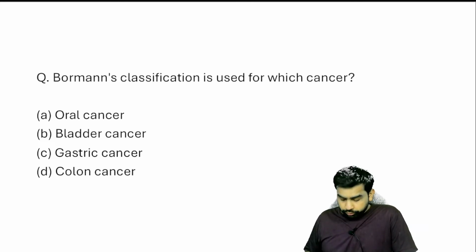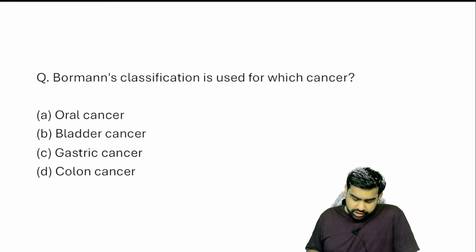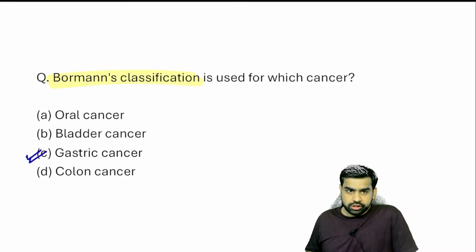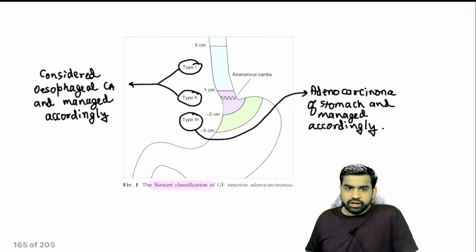Okay, understood? Now, coming to the Borman's classification. The Borman's classification is basically used for which cancer? This is basically used for the gastric cancer. In the gastric cancer, we have multiple classifications.